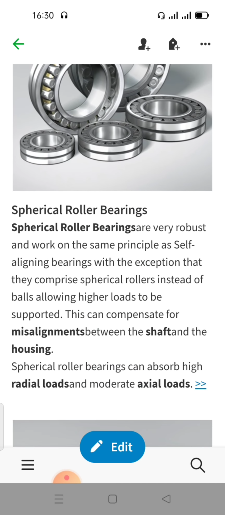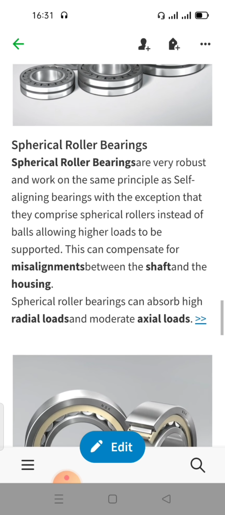Now, first type of roller bearing is spherical roller bearing. Spherical roller bearings are very robust and work on the same principle as self-aligning bearing, with the exception that they comprise spherical rollers instead of balls, allowing higher load to be supported. This can compensate for misalignments between the shaft and the housing. Spherical roller bearing can absorb high radial load and moderate axial load. Okay.